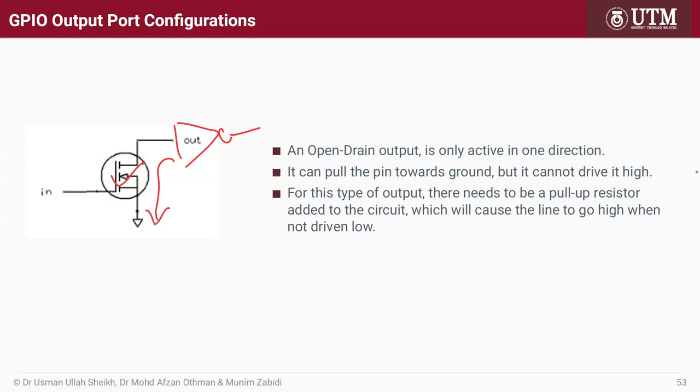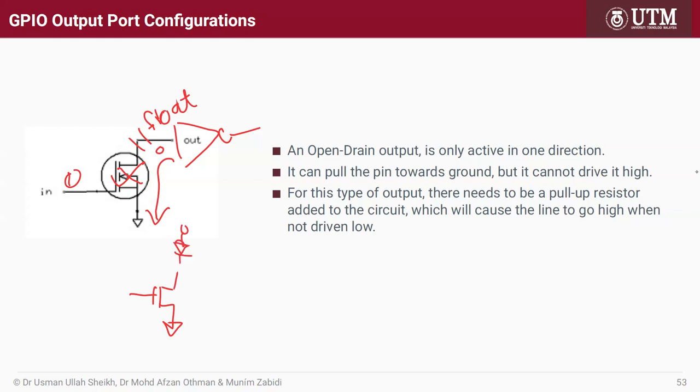But what if I put 1 here? If I put 1 here, this transistor will turn on, so there will be a short, so I will get 0 here. But what if I put 0 here? Put 0 here, this transistor will be off, right? So it will float here because it's like an open circuit. So if you connect this to another output, this is no good. But if I want to use this kind of output for an LED, no problem.